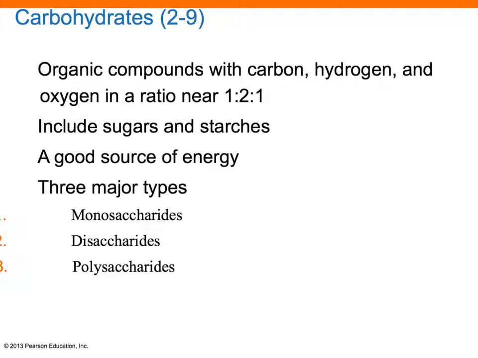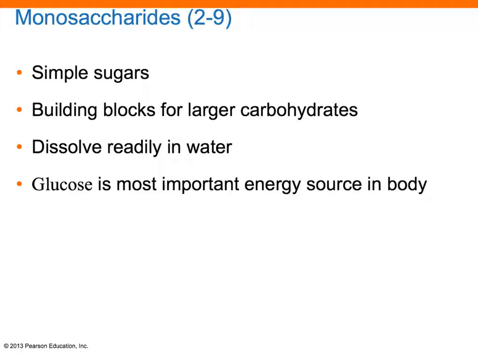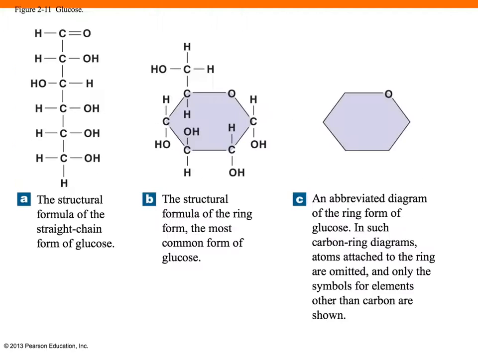They include sugars and starches. They're a good source of energy, and there are 3 major types: monosaccharides, disaccharides, and polysaccharides. Monosaccharides are simple sugars. Mono means one, saccharide means sugar. They're building blocks for larger carbohydrates, and they are easily dissolved in water. Glucose is the most important energy source in the body. You can take a look at the structure of glucose here.